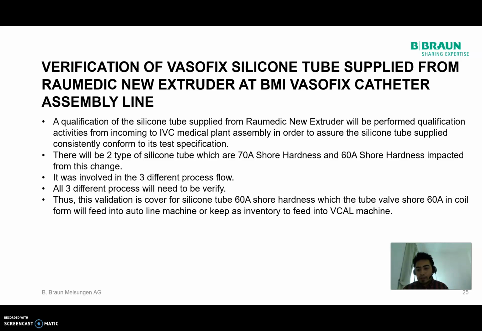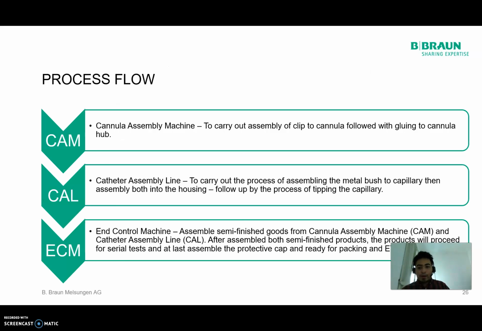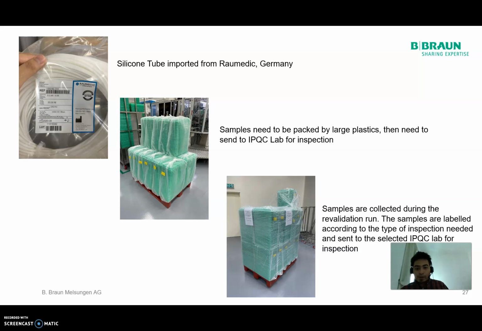It is involved in three different process flows. All three different process flows need to be verified. This is the process flow for the three machines. I think the same goes for the process flow for my first project. Silicone tube imported from Germany needs to be verified at B. Braun. Samples need to be packed in large plastic bags, then sent to the IPQC lab for inspection.